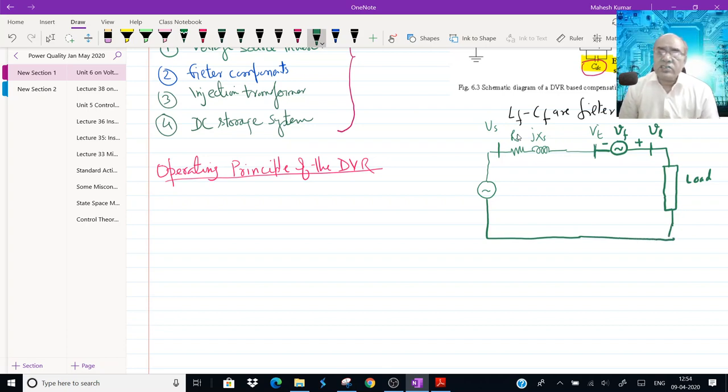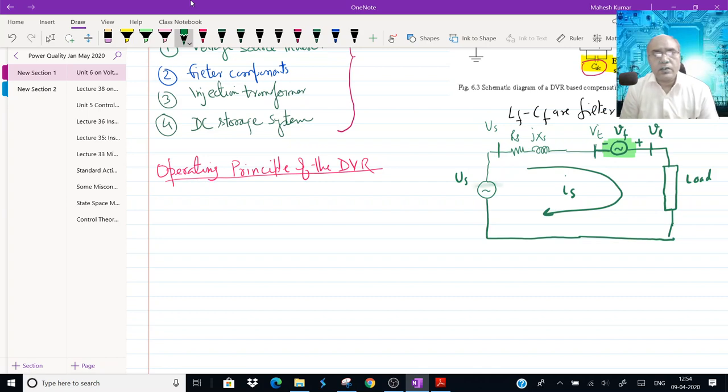Okay, this is VS, and the current which is flowing into this is IS. DVR is here, so this is the DVR component. This is the source component. And this side is the load.